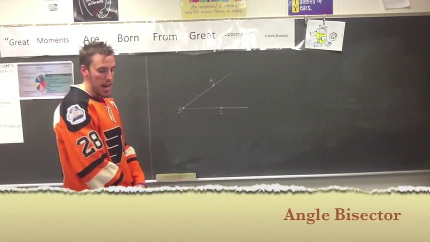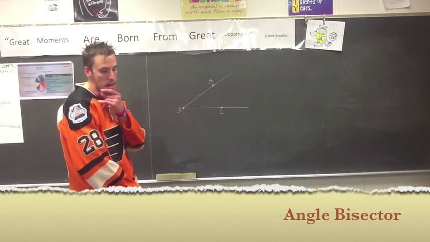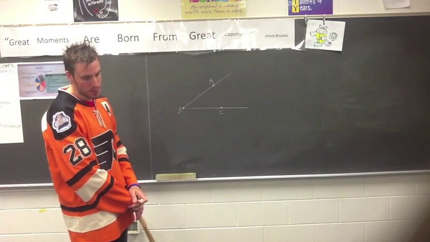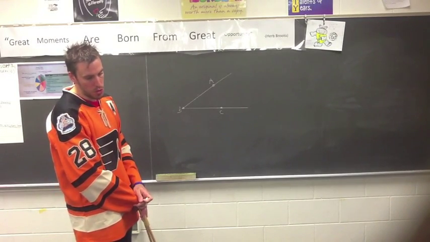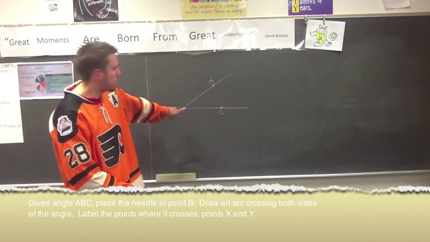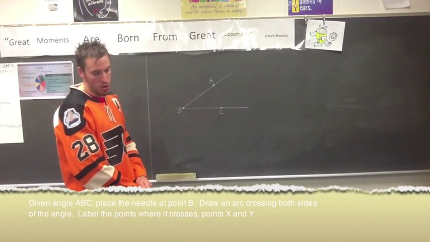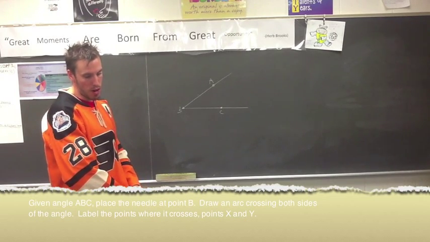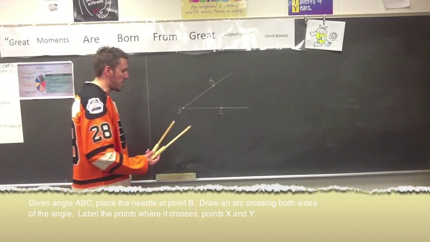We're going to be creating an angle bisector, BQ of angle ABC. So we're given angle ABC. First thing we have to do is we're going to place the needle at B, which is the vertex, and draw an arc crossing both sides of the angle and label the points where it crosses, points X and Y.